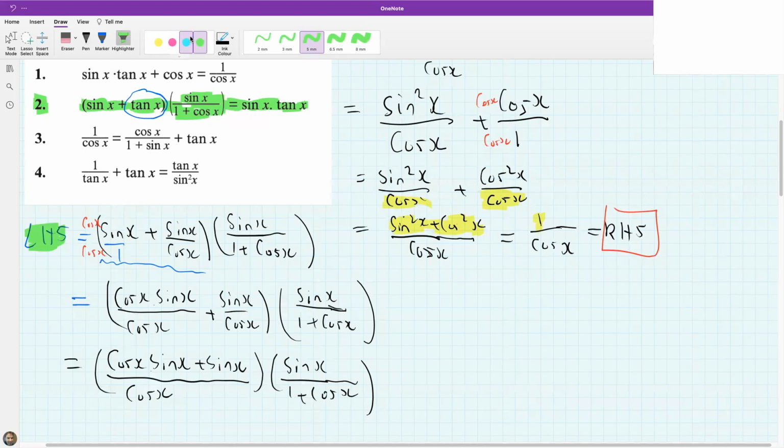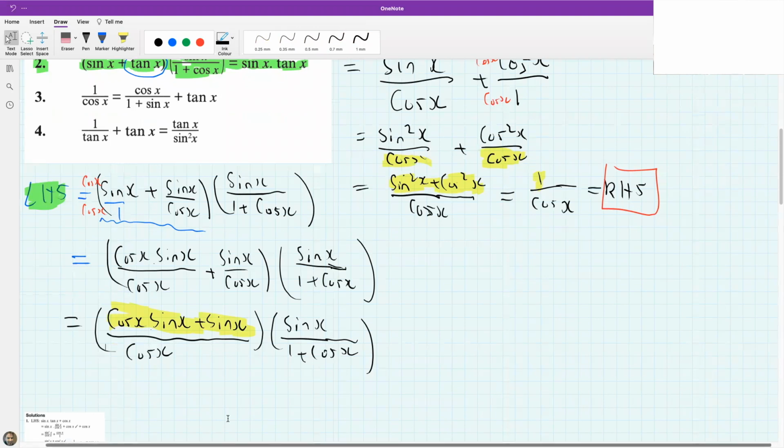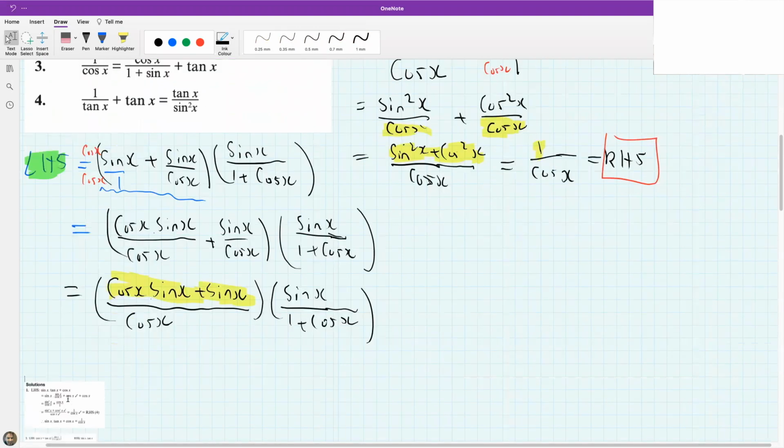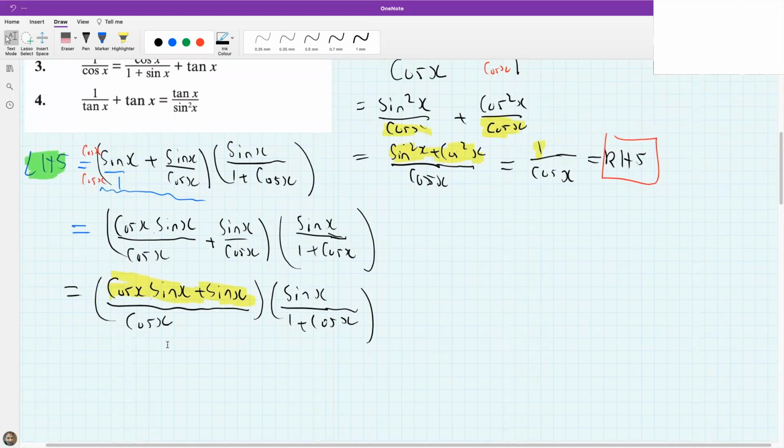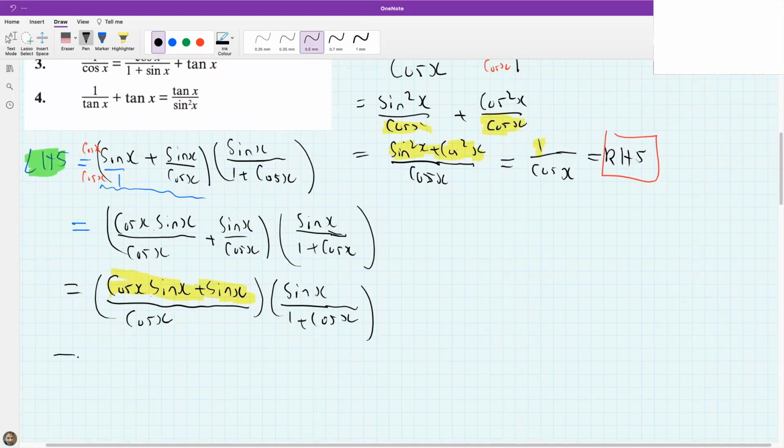I'll give you a hint. It's got to do with this patch over here. Yes, yes, yes, yes. It is to factorize. So what type of factorization? Is this a difference of 2 squares, or what type of factorization am I going to use? Common factor, yes. And what's the common factor going to be in that yellow expression?